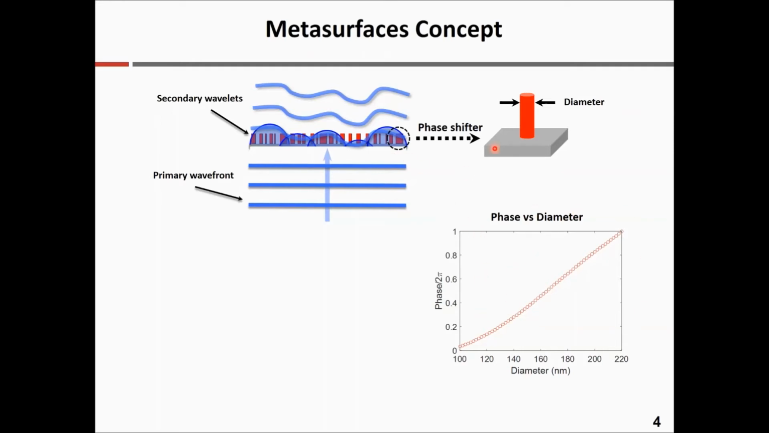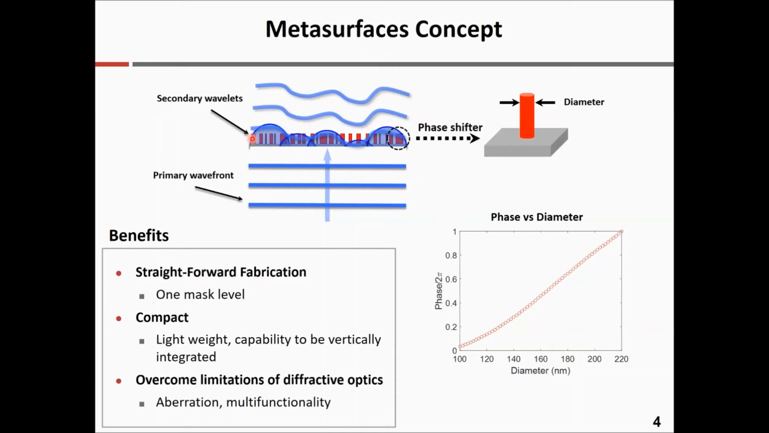You need the phase. You put the structure with the certain diameter or certain size that you want. Then if the incident light comes, at each position you control the phase and you shape the light at the output.